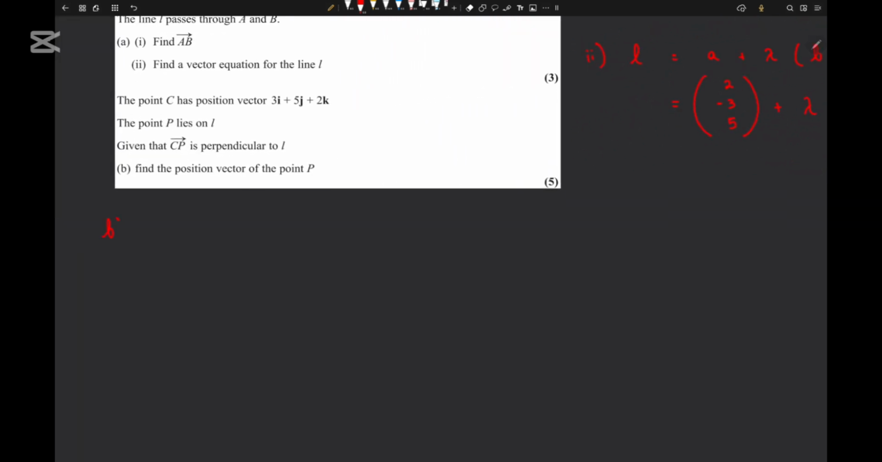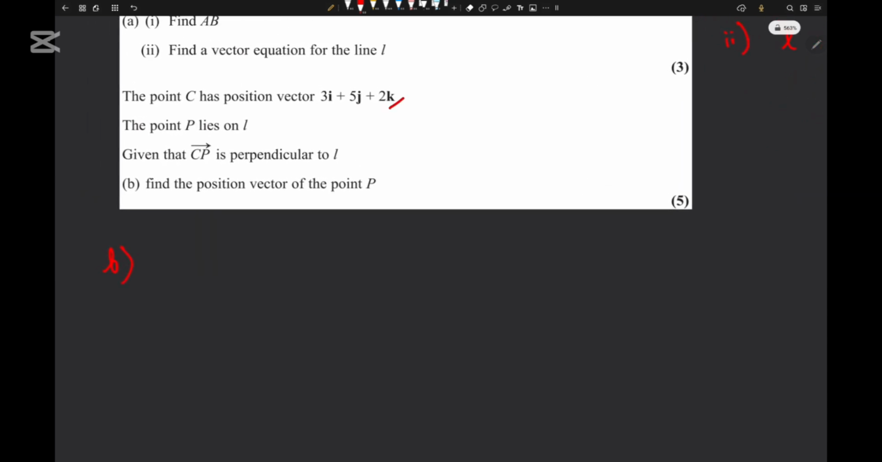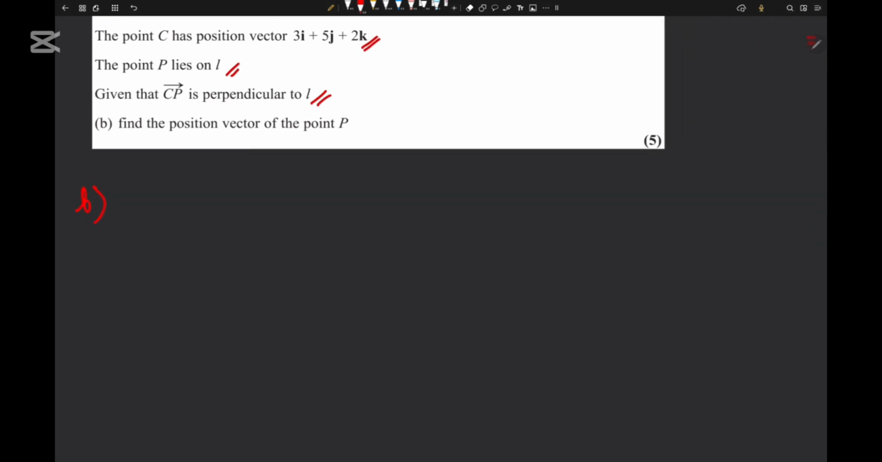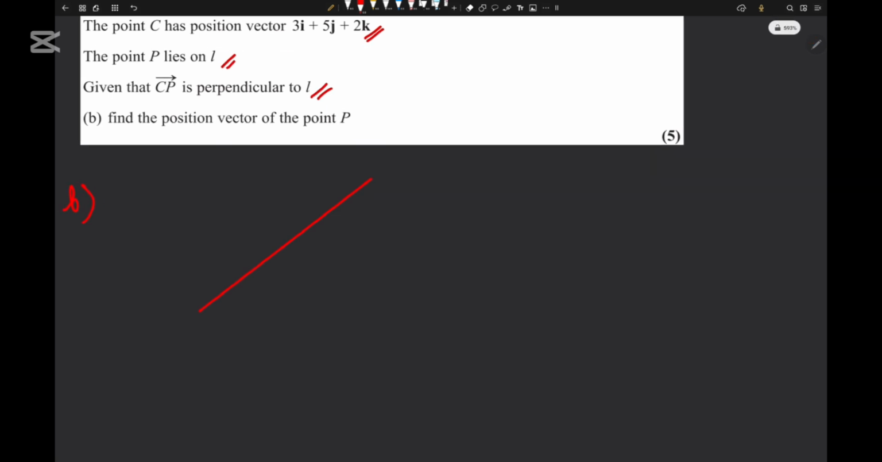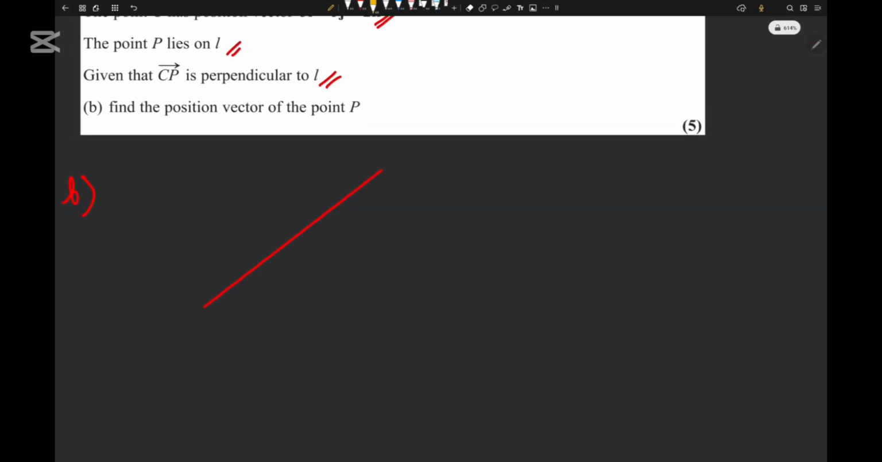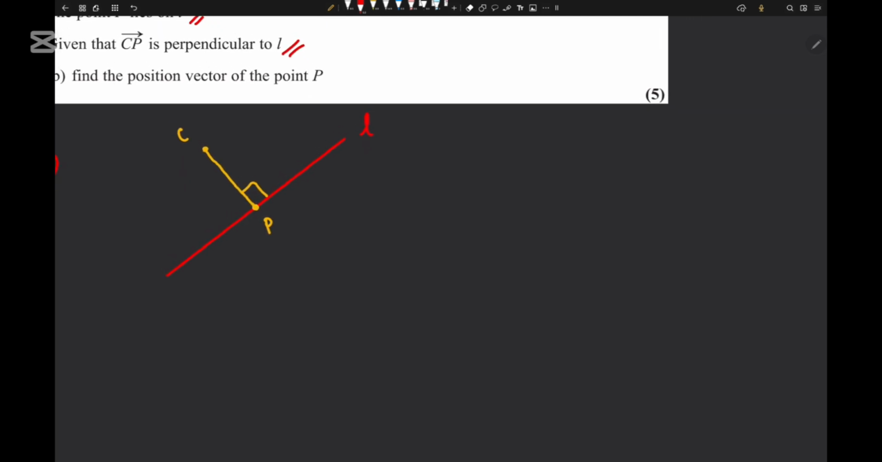Now moving on to the next part, we know that the OC vector is given and point P lies on L and CP is perpendicular to L. So let's say that this is the line L. Now point P lies on L. Let's assume that this is the point P and this is the point C. Now CP is perpendicular to the line L, which means that if I multiply CP by the direction of line L, it should give us a value of 0.